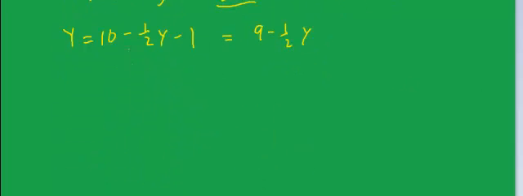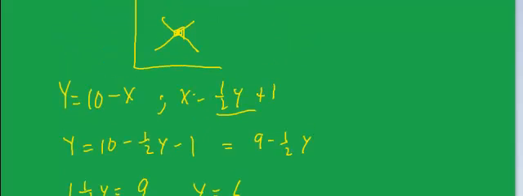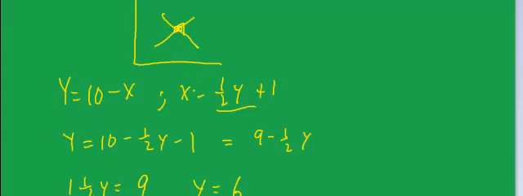So we move the 1/2 y over, and so we get 1.5 y is equal to 9, or y equals 6, which is what I said we were converging on before. And then we go back to the x equation, and then x is equal to 1/2 y plus 1, which is x equals 4. So that's our story. y equals 6, x equals 4.